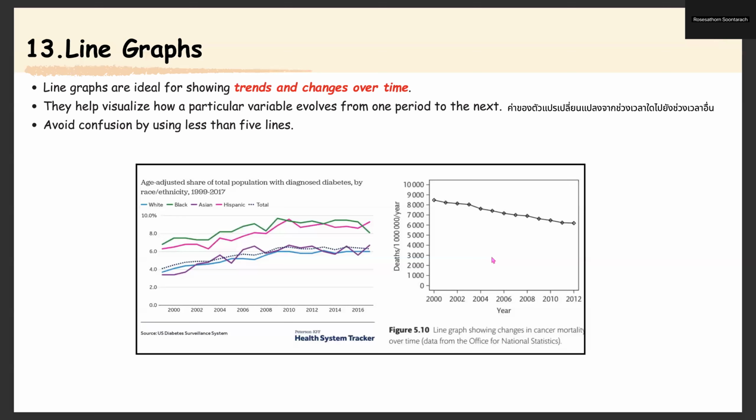Line graph, this is the common one that you use in a diary, I think. Line graphs are ideal for showing trends and changes over time. This helps visualize how a particular variable evolves from one period to the next, like this. So you need to avoid confusion by using fewer than 5 lines.